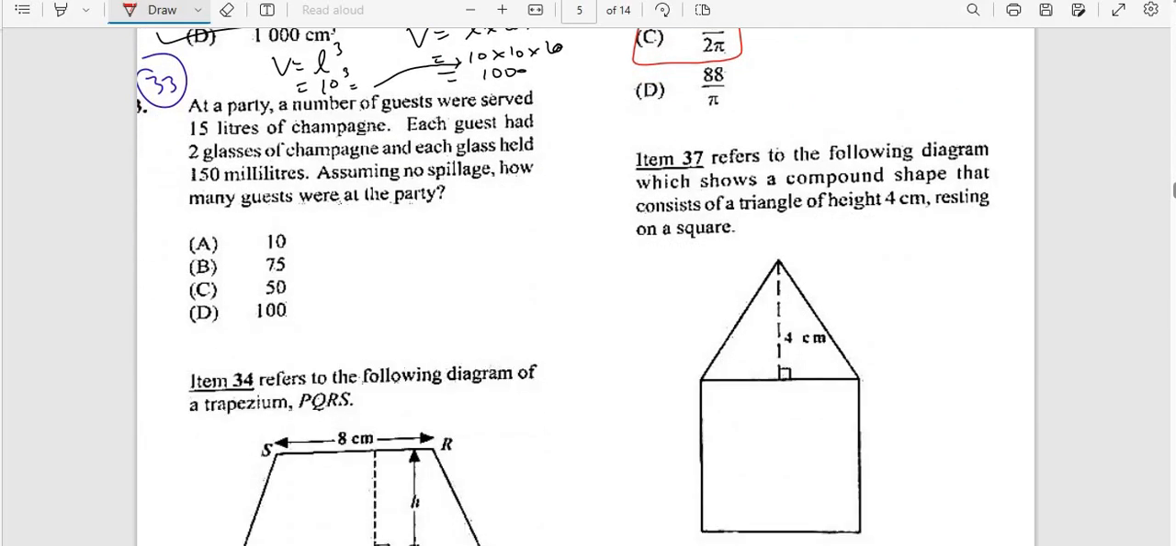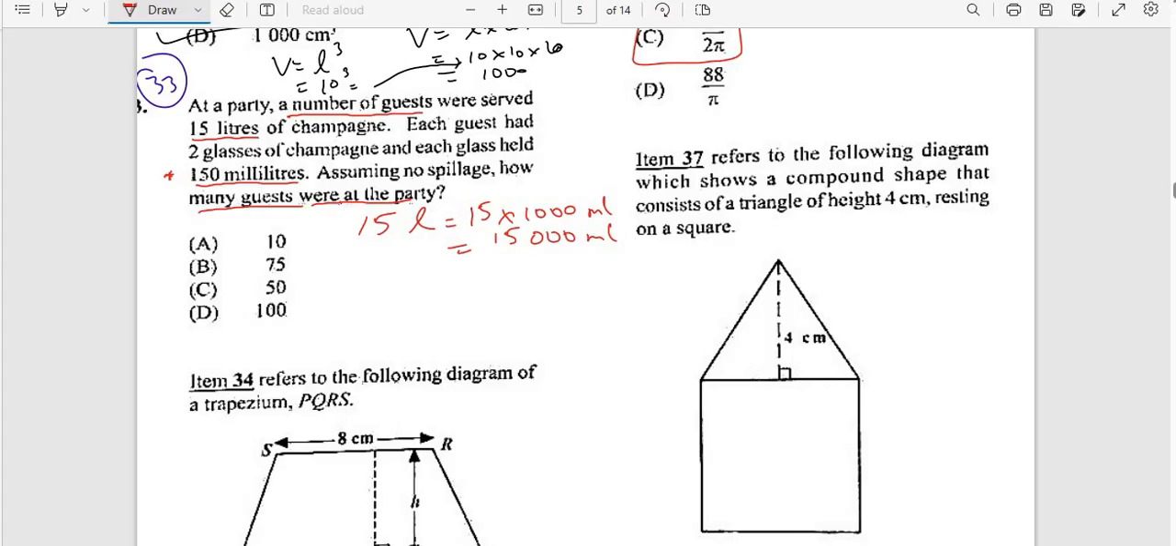Now we're told that at a party, let's look at this one, at a party, a number of guests were served 15 liters. Let's write that information down. 15 liters of champagne. To convert 15 liters into milliliters, to see how much everybody got in milliliters, we're going to multiply that 15 by 1,000. And that will give us milliliters. So that's 15,000 milliliters. Why multiply by 1,000 though? Because 1 liter is 1,000 milliliters.